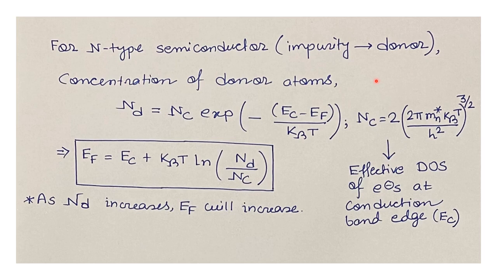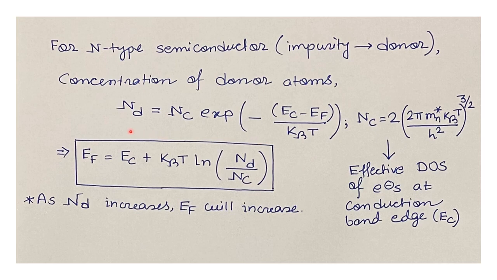So for the case of complete ionization, the concentration of donor atoms is given by Nd equals Nc times exponential of minus (Ec minus Ef) divided by kBT, where Nc is 2 times (2 pi mn star kBT by h square) whole to the power 3 by 2. Here Nc is known as the effective density of states of electrons at the conduction band edge, that is at energy level Ec.